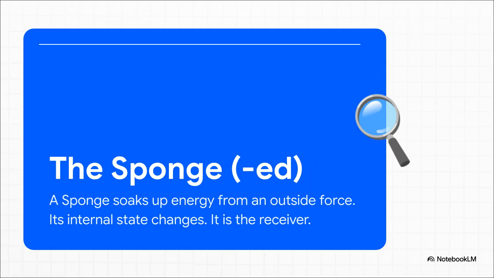And on the flip side, we have the sponge. This is your ed word. A sponge is totally passive, right? It doesn't create water. It just soaks it up. And when it absorbs that water, its internal state changes. It gets heavy, it gets saturated, it's been affected by an outside force. It has received the energy. So those audience members soaking up the rock star's energy, they are excited.